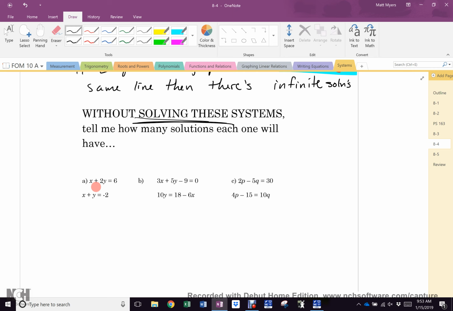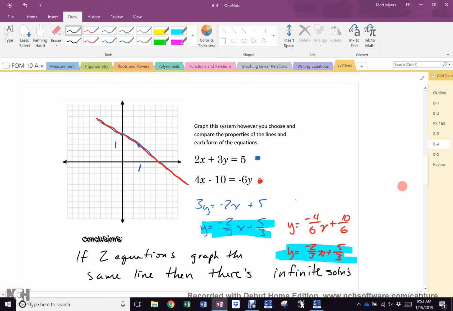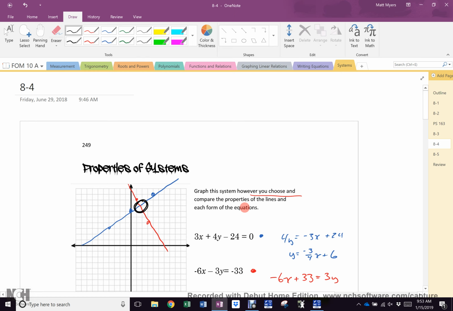What were the hints? Why did this guy have no solution? Because they're parallel. What's the hint to parallel? Same slope. Why did this guy have infinite solutions? Same slope and same y-intercept. Why did this guy have one solution? Didn't have to be perpendicular. Different slope. If there's a different slope, they're going to cross at some point.